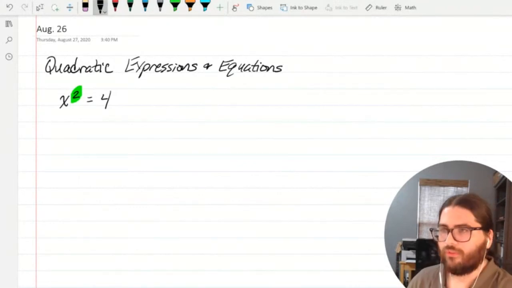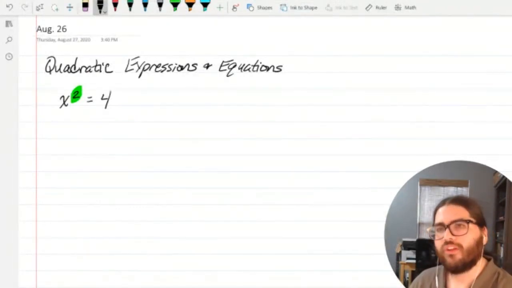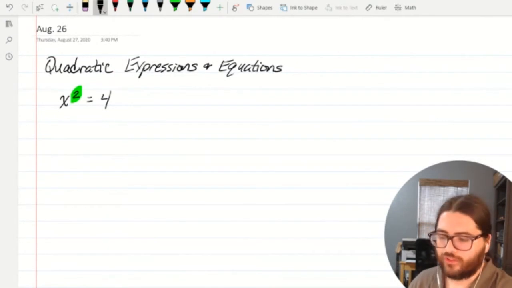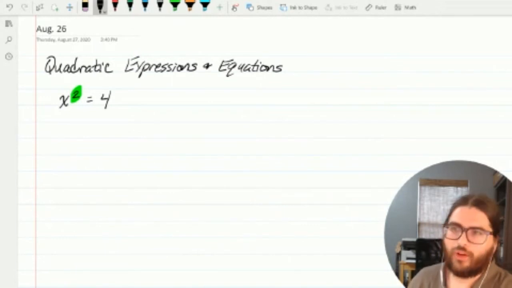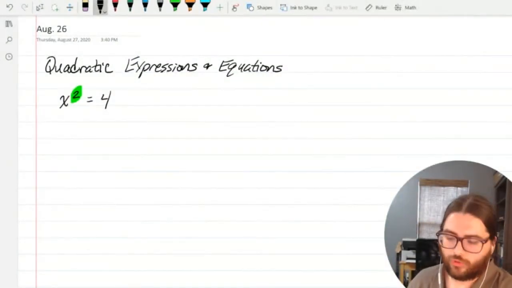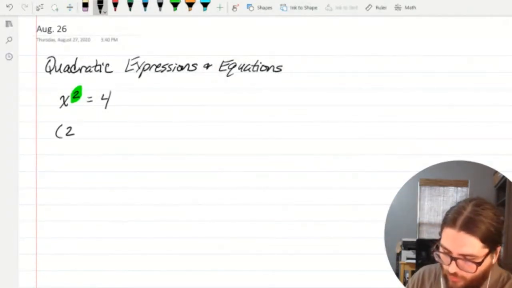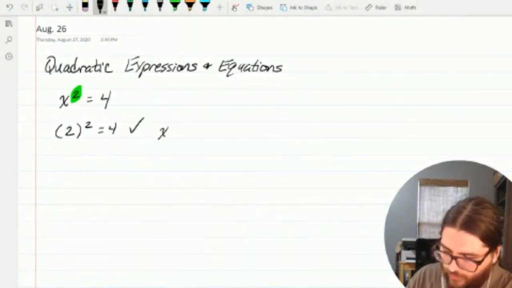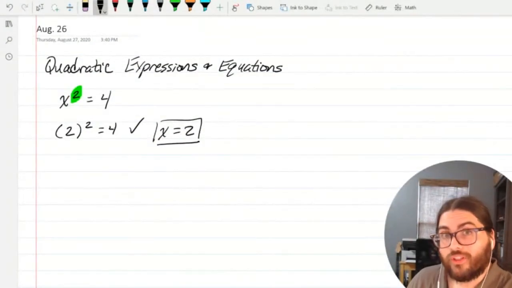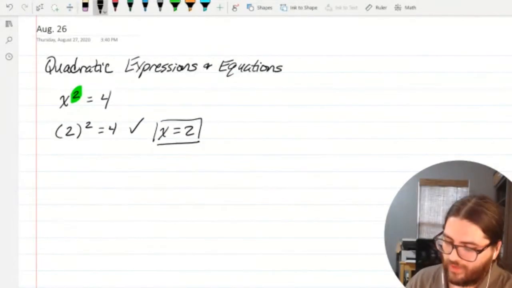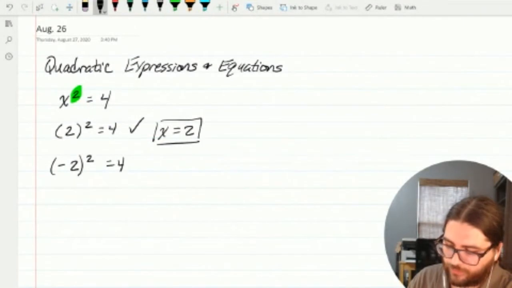But when it comes to equations, quadratic equations are a little bit different because unlike linear equations, quadratic equations may have more than one solution. And I've written this very simple one here, x squared equals 4, because you can probably see the solution is 2, because 2 squared equals 4. That's true. But x equals 2 is a solution. That's not the only solution. X equals negative 2 is also a solution.